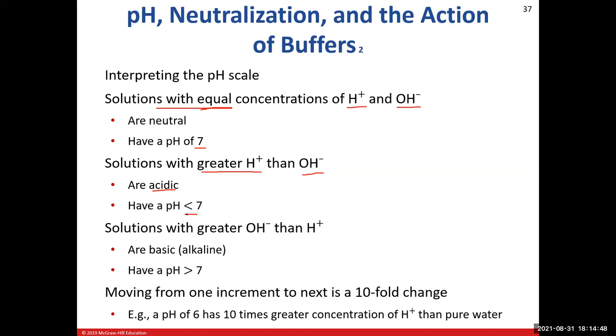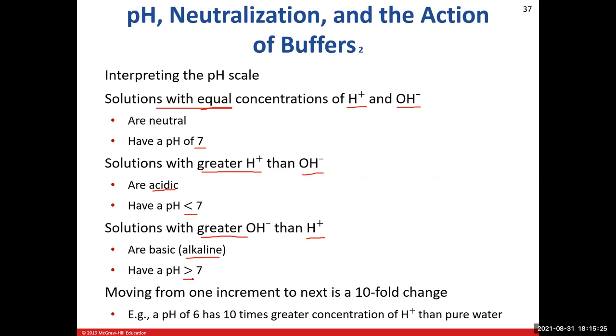So low numbers, acidic. Now, solutions that have more hydroxide ions than hydrogen ions, those are going to be basic. We also call it alkaline. So they'll have a high pH value. So anything greater than 7, 8, 9, 10, 12, 14. All right, so bases have a high pH value. Acids have a low pH value, or a value less than 7 for acids, and bases have a value greater than 7.